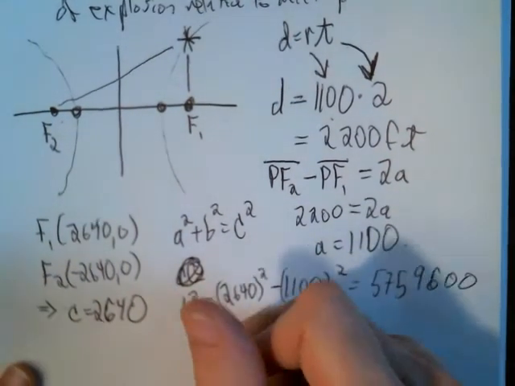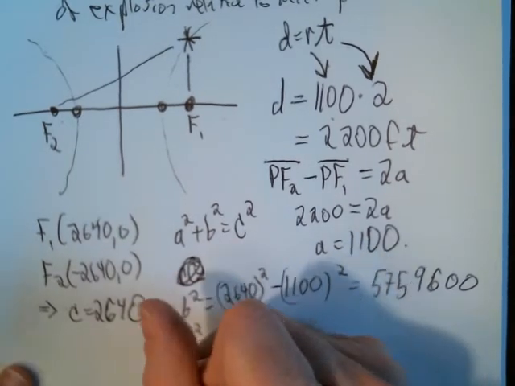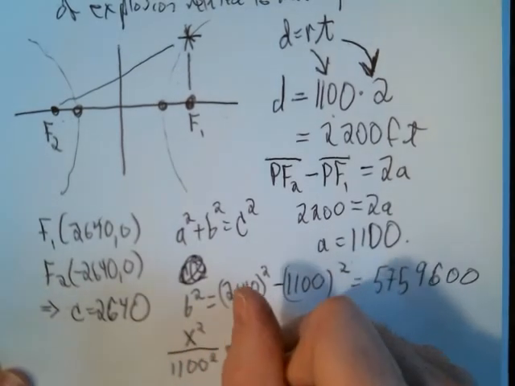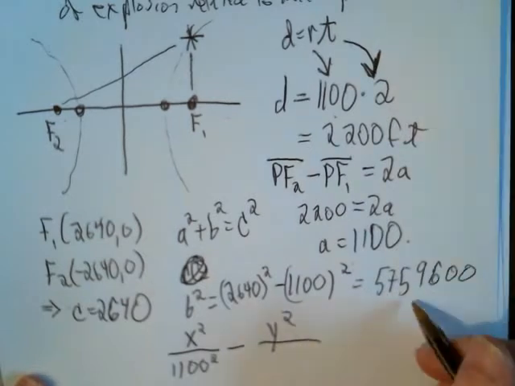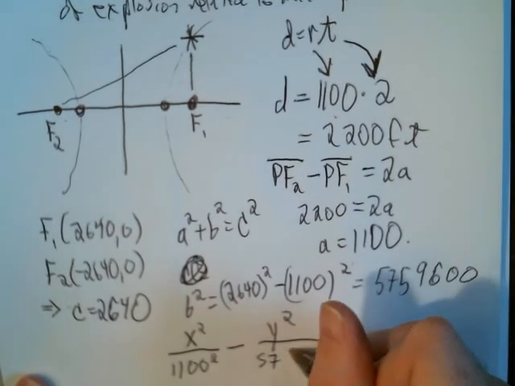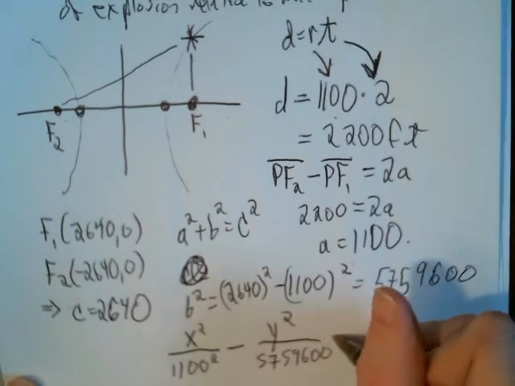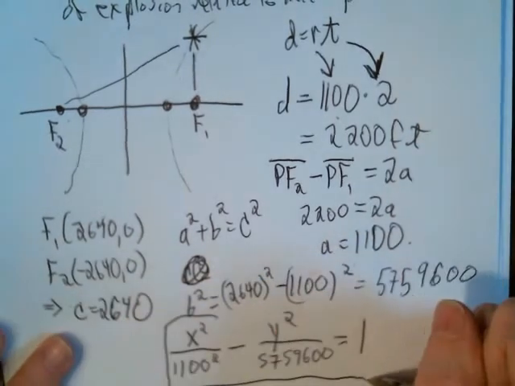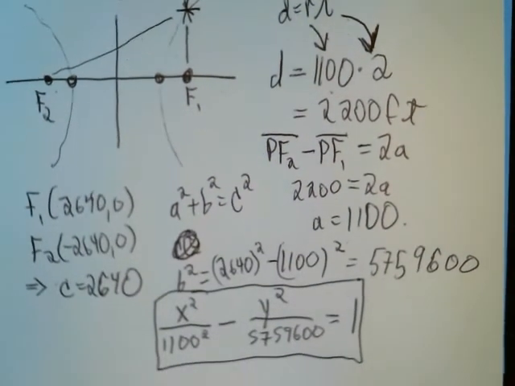And then we have our formula. The formula, of course, is x squared over a squared, which is 1100 squared, minus y squared over this thing, and then that'll equal 1. So that becomes our path, which the helicopter can travel on in order to look for any survivors of the explosion out in the lake. Okay, so that's about it. Hopefully that was somewhat clear.